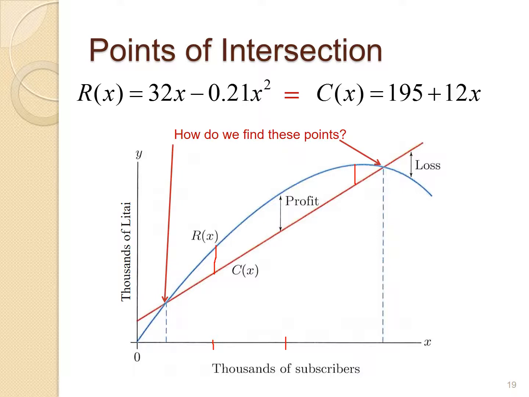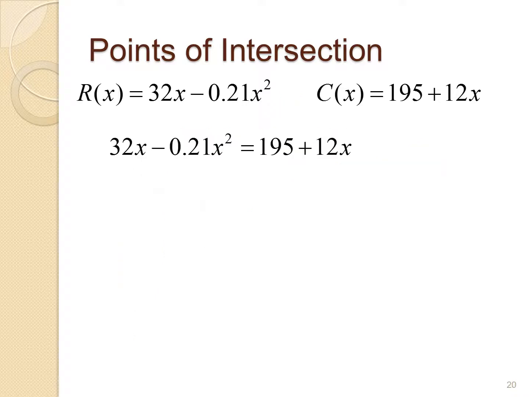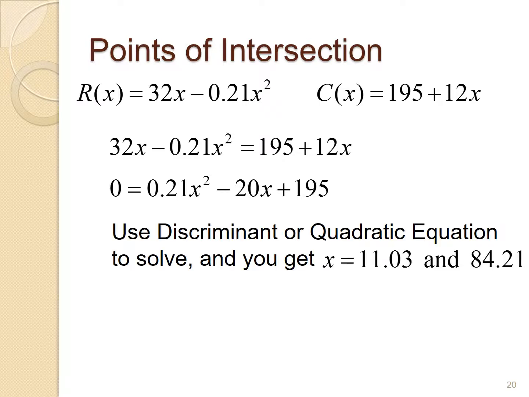So you set the 32x minus 0.21x squared equal to the cost function, the 195 plus 12x. Then we see this, and now you just simply solve for x. So basically subtracting 32x from both sides leaves us with 0 equal to this 0.21x squared minus 20x plus 195, and we continue to solve.